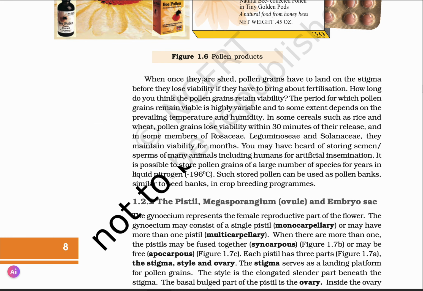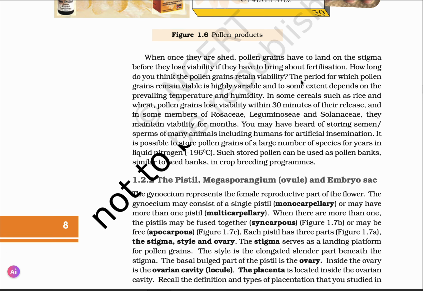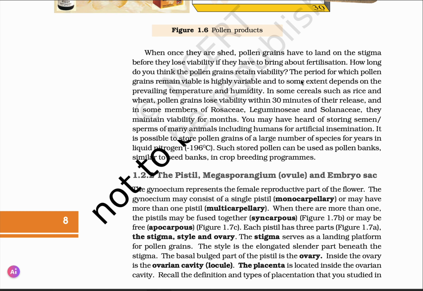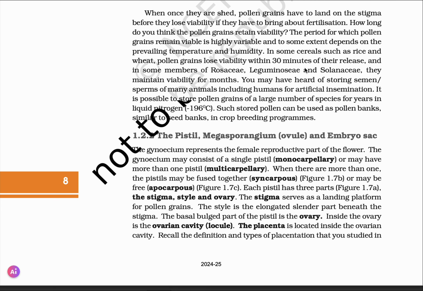Once they are shed, pollen grains have to land on the stigma before they lose their viability if they have to bring about fertilization. So how long can the viability last? It is highly variable and to some extent depends on the prevailing temperature and humidity as well. In some cereals like rice and wheat, the viability is about 30 minutes, while in some Rosaceae, Leguminosae and Solanaceae families, the viability is for a few months.